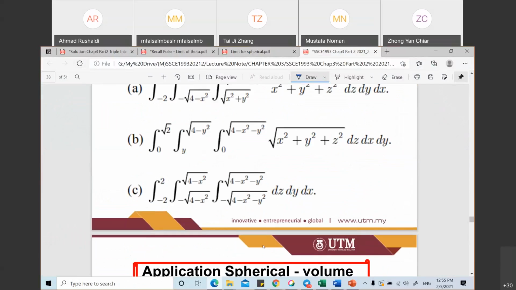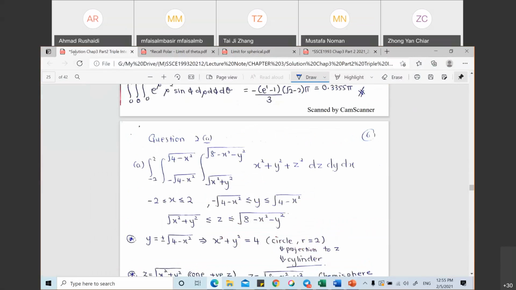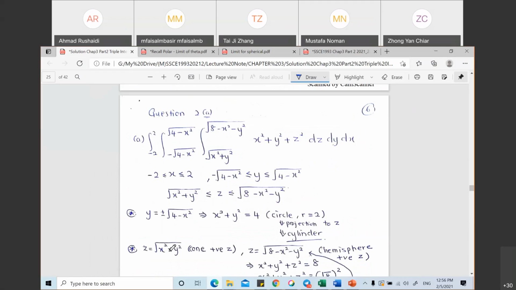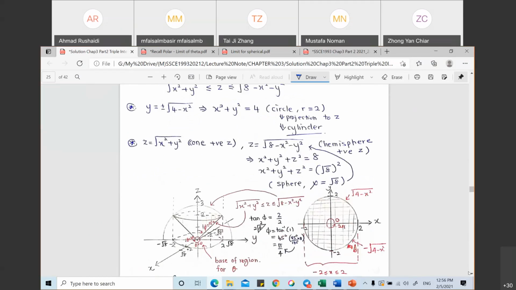Okay, 2a, we have this. So again, this is just a line, so it is referred to a plane. This will be the circle, right? Circle with radius 2. We have both sides, negative and positive. You have to consider both, so it is a complete circle. And one is here, which is a cone, I think. Positive cone. And then the right hand side is the hemisphere. So again, it is an ice cream cone.